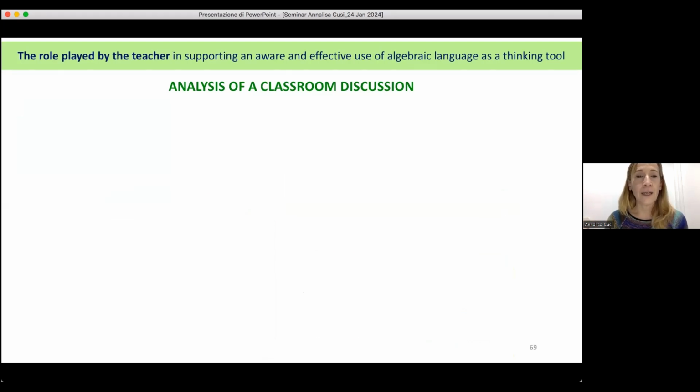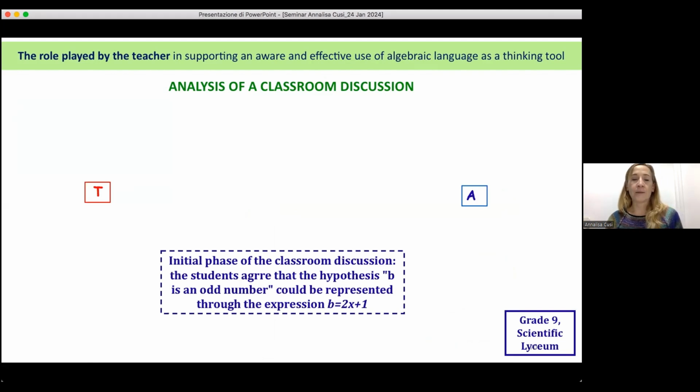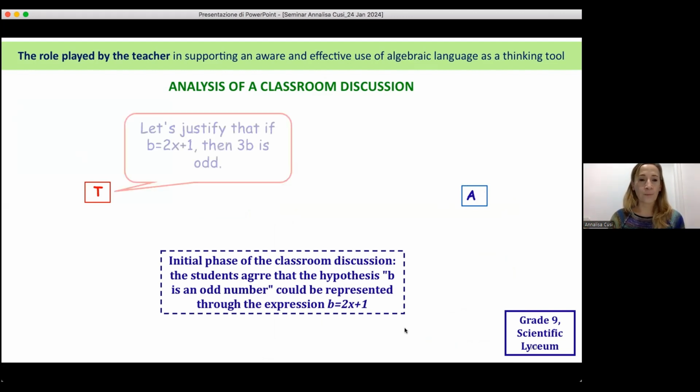So let's see what happened in the class. In the excerpt, T is the teacher, and the students are represented with letters. At the beginning of the classroom discussion, the students agree that the hypothesis B is an odd number could be represented through this expression. So they already agreed on this fact.